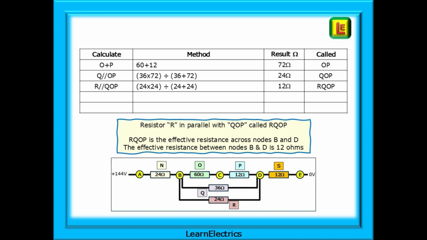The effective resistance between nodes B and D is 12 ohms, and we could replace all four of these resistors with just one resistor with a value of 12 ohms. But that takes away the fun.